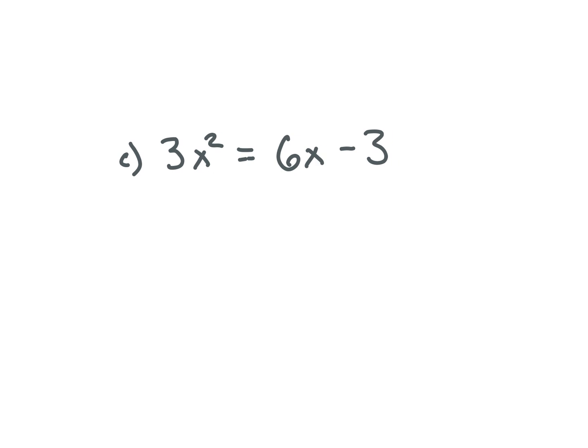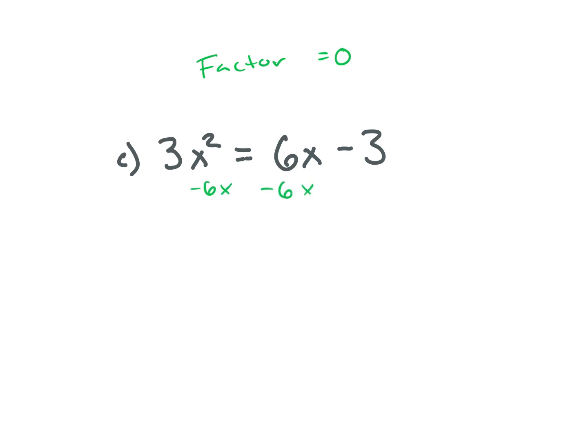Okay, C, we have an x squared and an x, so how am I going to solve this? What do we do to solve when we have an x squared and an x? Factor. And when we factor, it has to be equal to 0. So let's move everything to one side. Again, I like it when my leading coefficient is positive, so I'm going to move everything to the left. So I'm going to subtract 6x and add 3. So 3x squared minus 6x plus 3 is equal to 0.